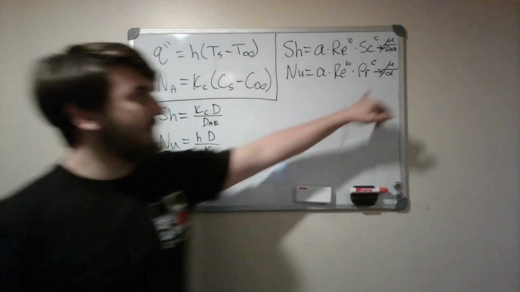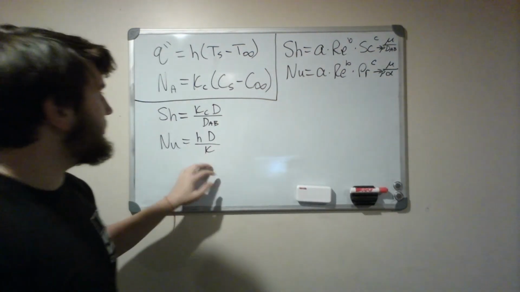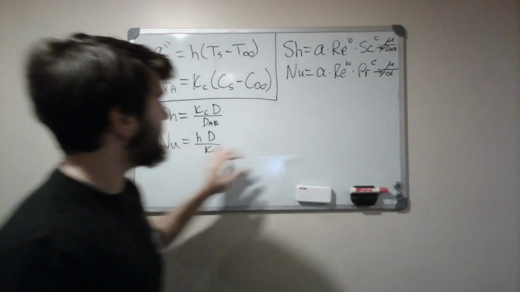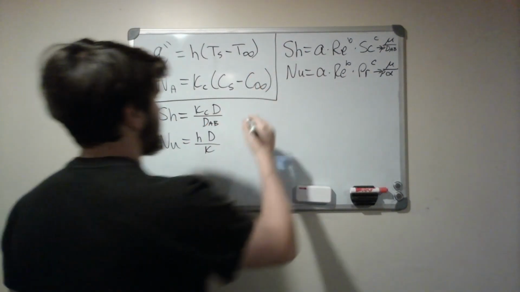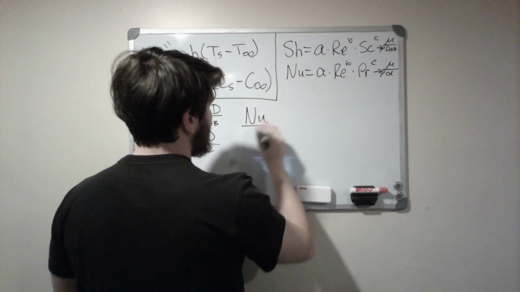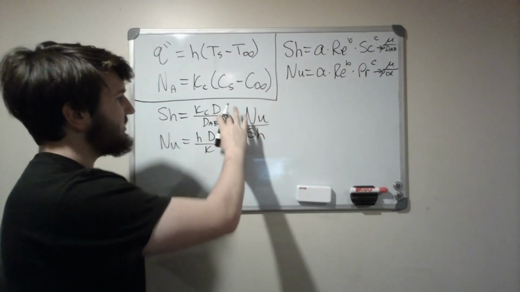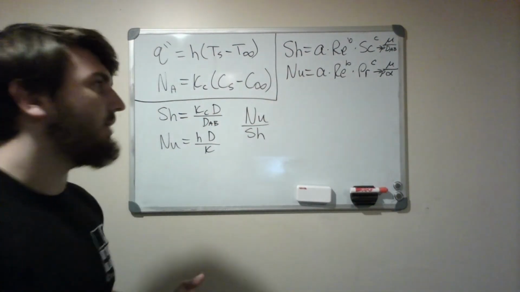So with that in mind, we're going to be using this in a second, but what we can actually do is now we're going to take these, and I know I wrote it a little bit differently actually, but we're going to be taking these and we're actually going to have the Nusselt number over the Sherwood number. And the reason why being is we're going to be able to take some of these values and cancel it out.